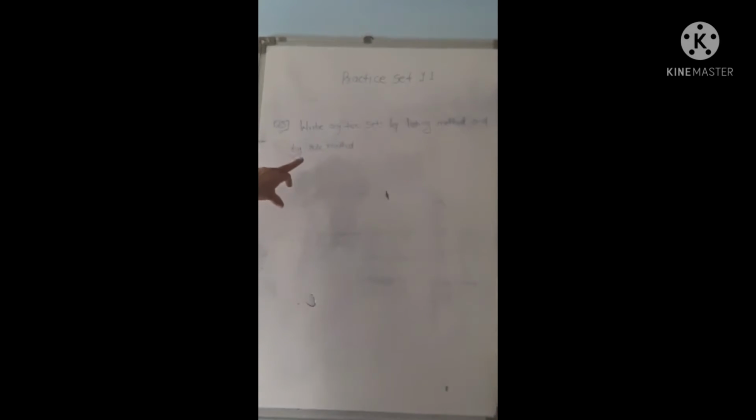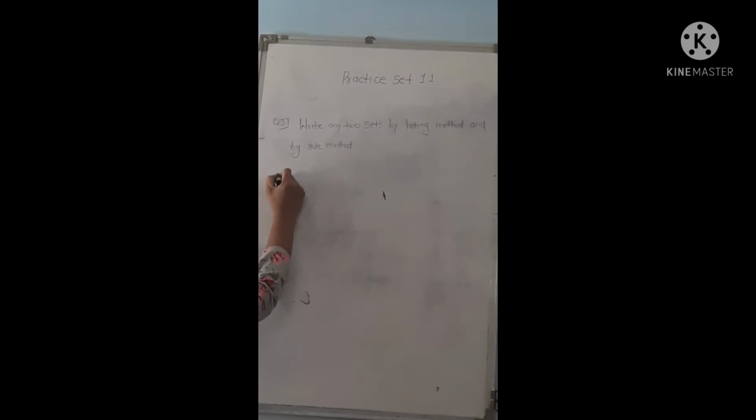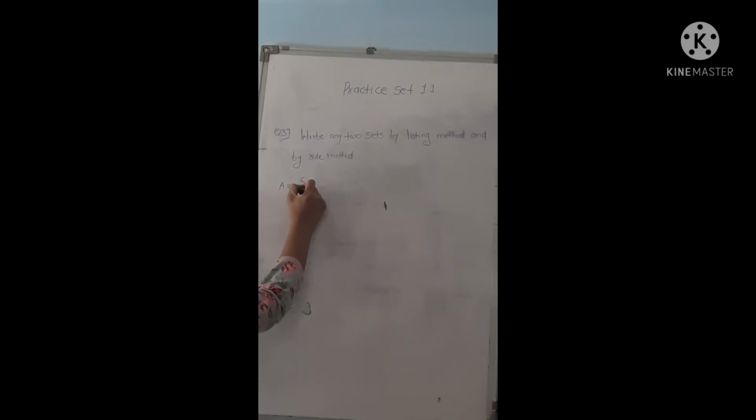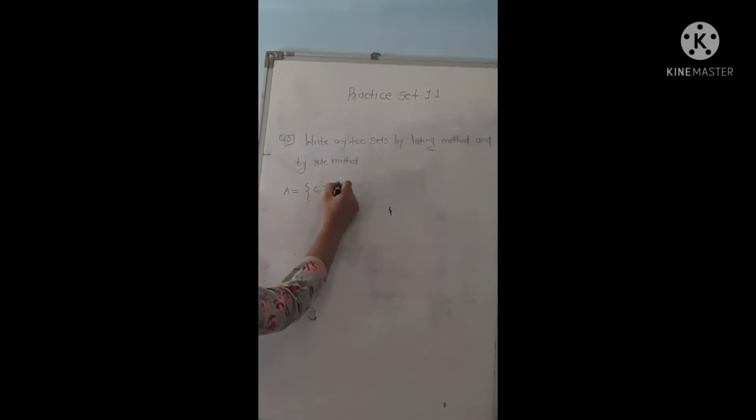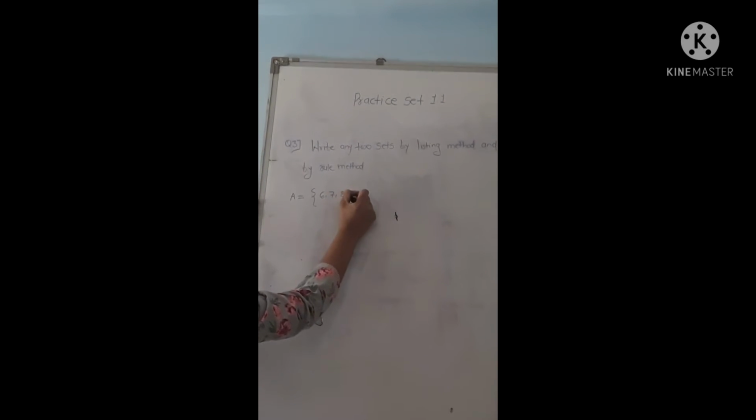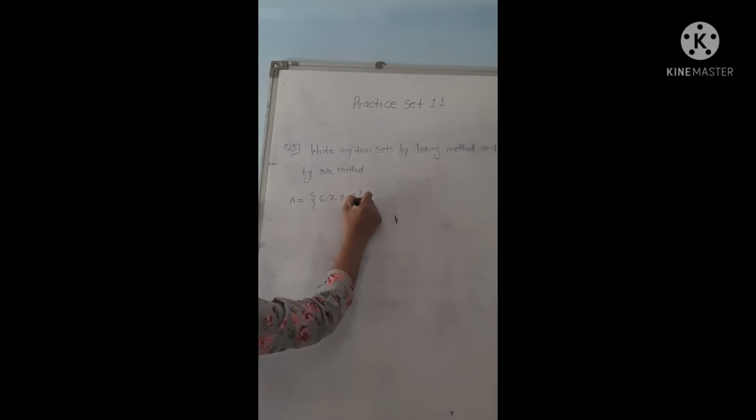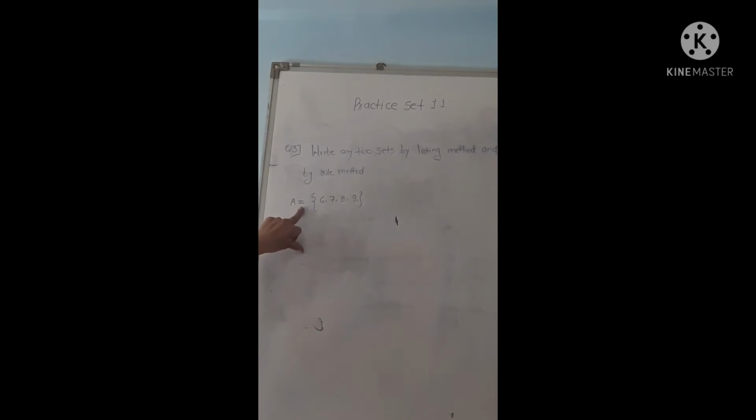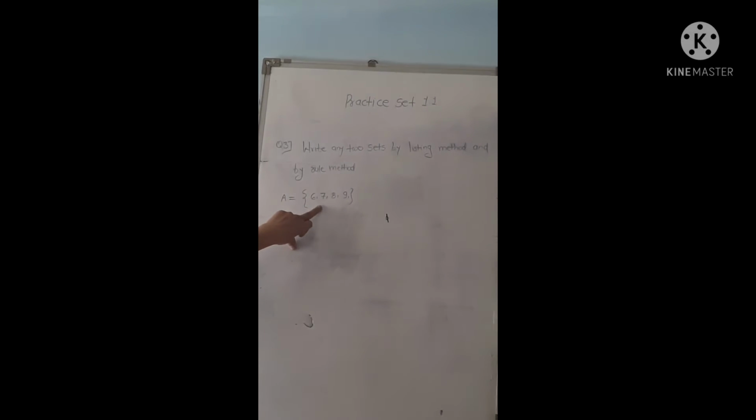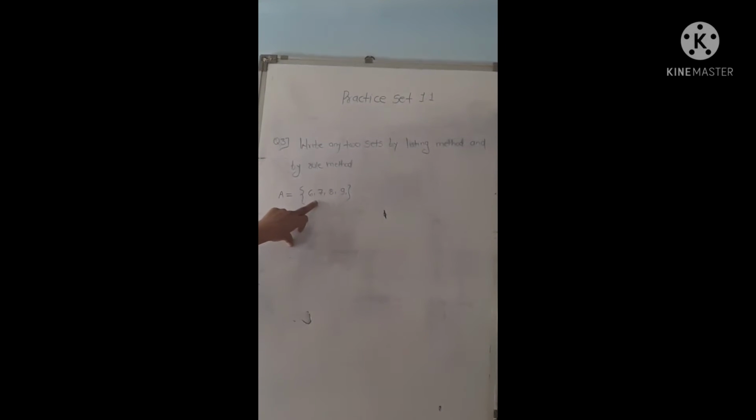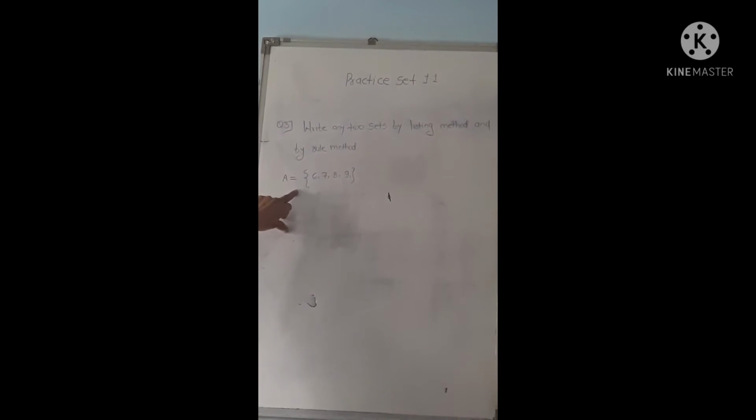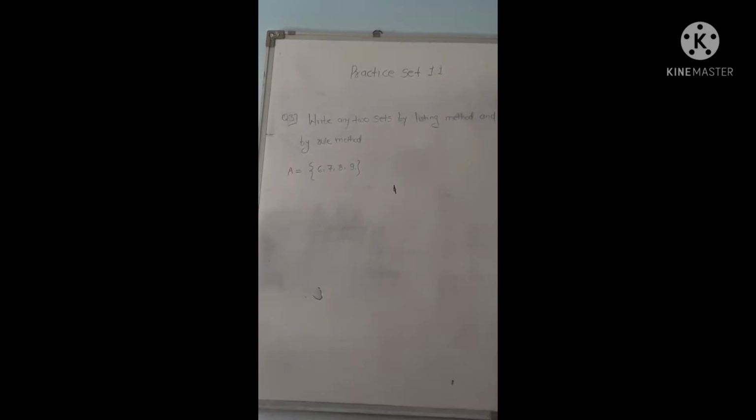Then next, question number 3. Write any two sets by listing method and by rule method. First one, A is equal to 6, 7, 8, 9. This is the set. A is a set of natural numbers. It is written by listing method. But this same set is written by rule method.